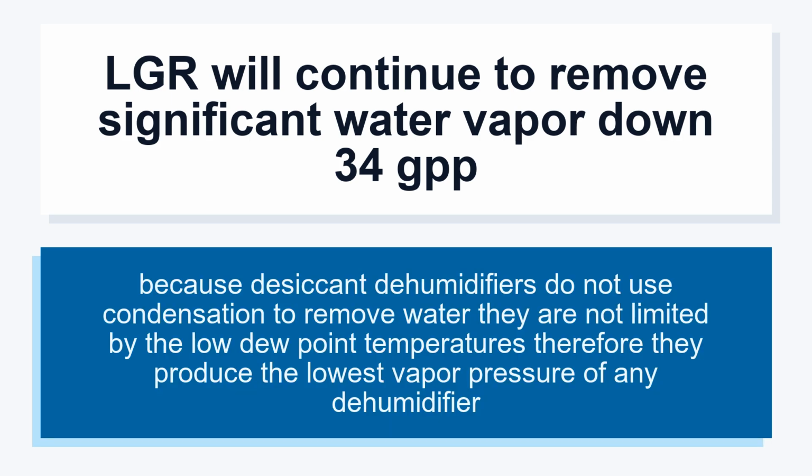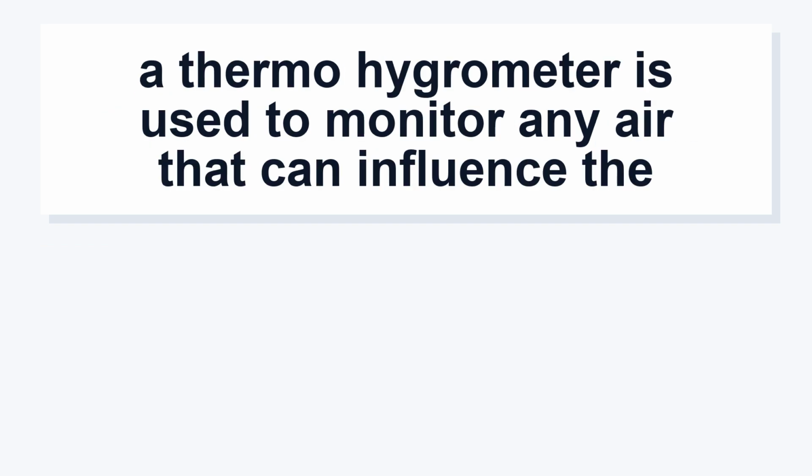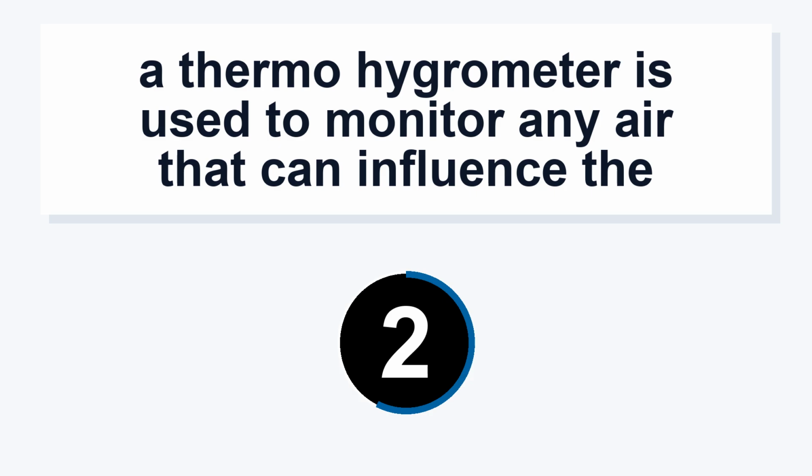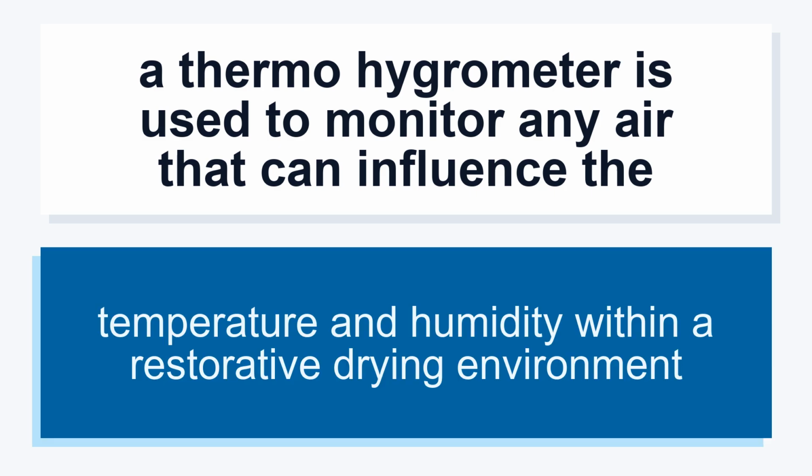Because desiccant dehumidifiers do not use condensation to remove water, they are not limited by low dew point temperatures, therefore they produce the lowest vapor pressure of any dehumidifier. A thermohygrometer is used to monitor any air that can influence the temperature and humidity within a restorative drying environment.